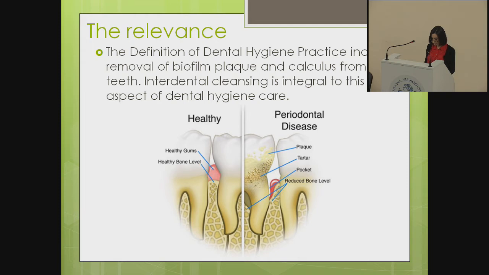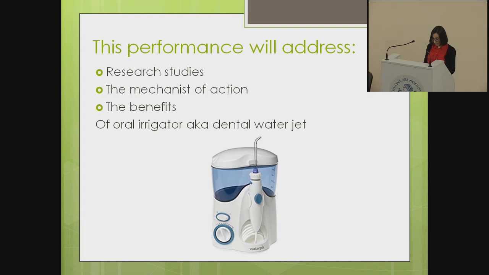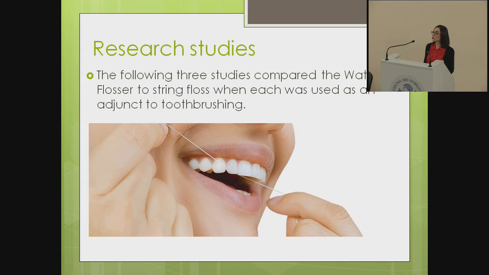This presentation will address why the water flosser, also known as an oral irrigator or dental water jet, is a viable and useful adjunct for interdental cleansing. Researchers have shown the effectiveness of the water flosser when compared to toothbrushing alone, or to string dental floss in conjunction with toothbrushing. The water flosser's mechanism of action, benefits, and suitability for specific target groups and the general public will also be discussed. So let's start with the research.